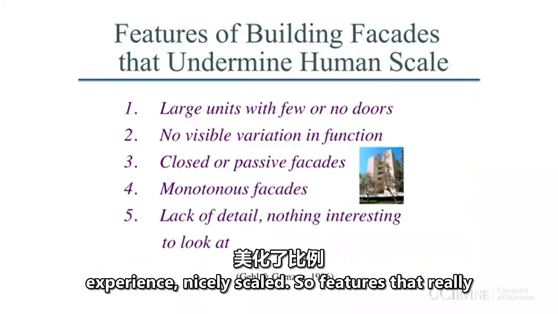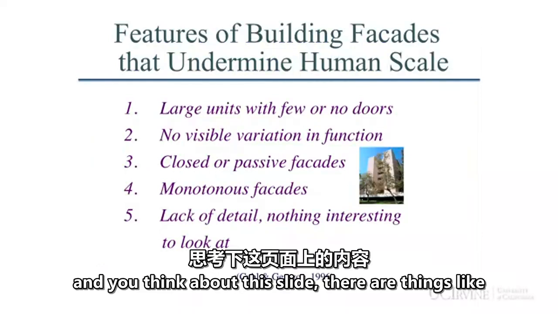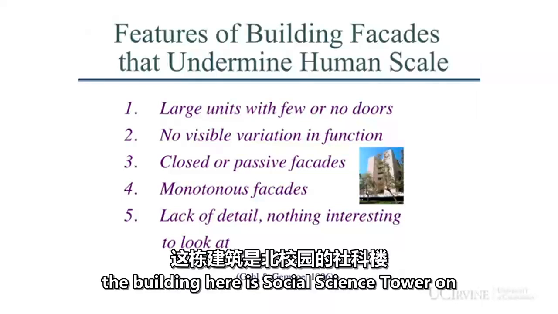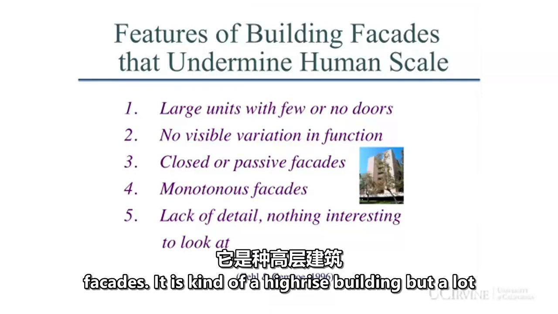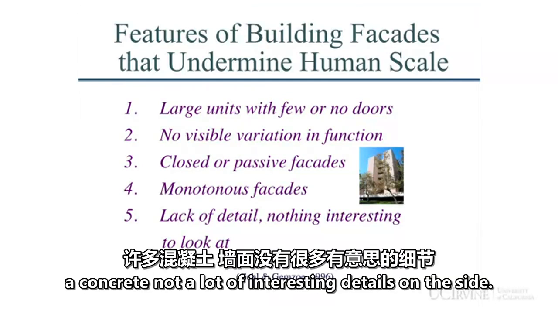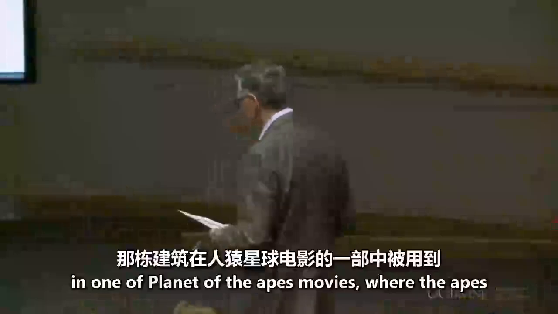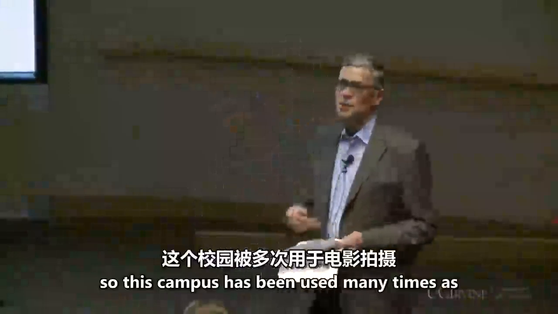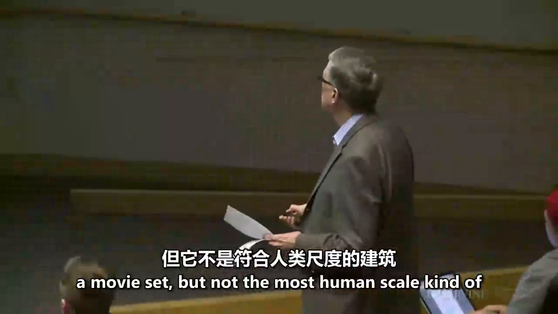So, features that really work against human scale, and this comes out in the Gehl and Gemzoe article. When you read that article and think about this slide, there are things like monotonous facades. The building here, Social Science Tower on our campus, is one of those monotonous facades. It's a high-rise building, but a lot of concrete, not a lot of interesting details on the side. I might have mentioned that building was used in one of the Planet of the Apes movies. The apes were crawling up the side of the Social Science Tower. So this campus has been used many times as a movie set, but it's not the most human scale kind of building.